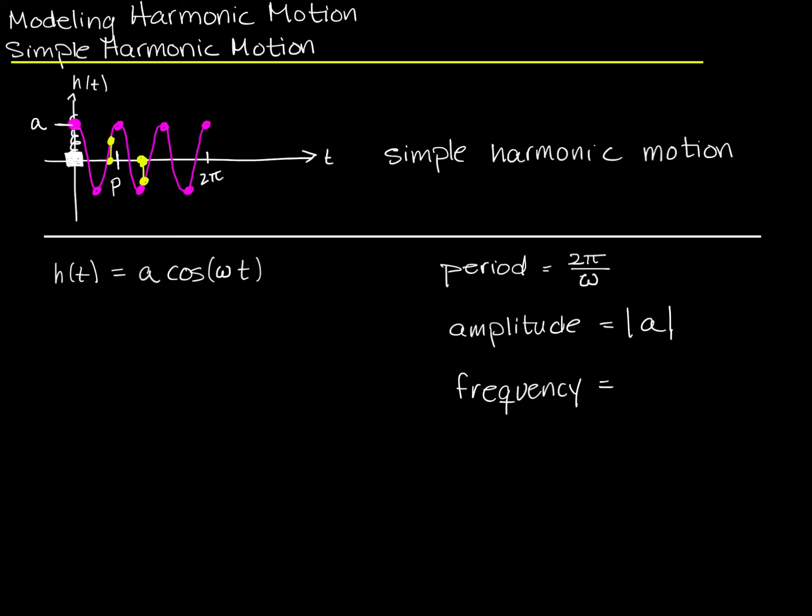The frequency is how many cycles the graph makes per unit of time. So if this is 2 pi seconds, and that's about 6 seconds, it's a little more than 6 seconds, then the frequency is how many cycles per second. If that's about 6 seconds and there's a total of 3 cycles, then it looks like it's about a half cycle per second. The frequency is a half, in this case, because the value of omega is 3.